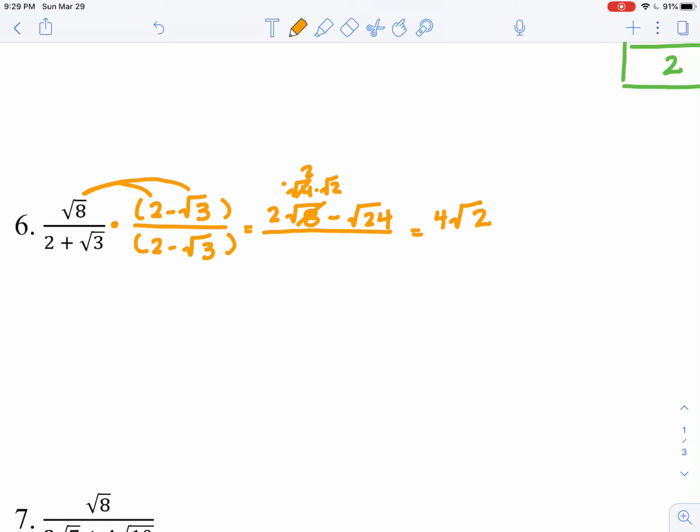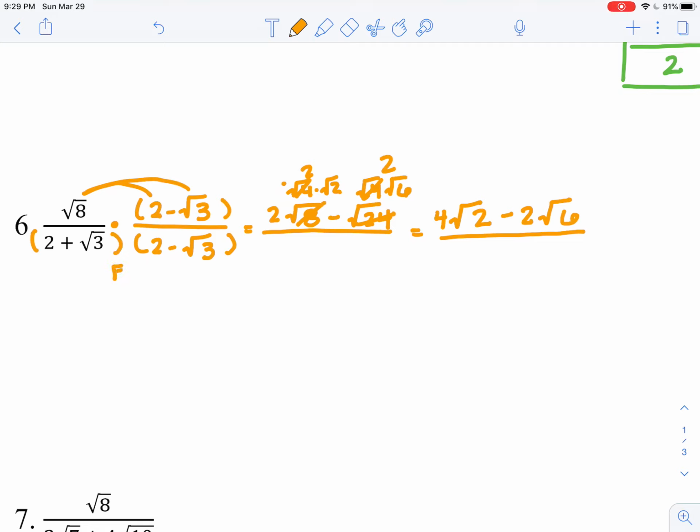24 can also be simplified. 24 breaks into 4 and 6. So I'm going to break the square root of 24 into the square root of 4 times the square root of 6. But the square root of 4 is 2. So the second term becomes minus 2 root 6. Okay, now the top is as simplified as it can get. Now I'll deal with the denominator.